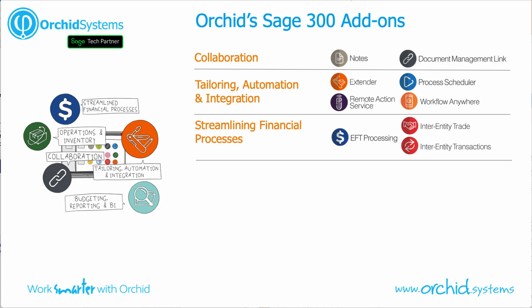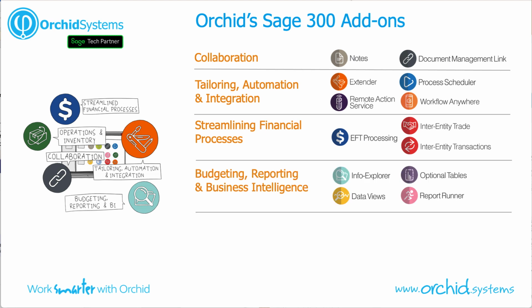Streamlining financial processes includes EFT Processing, Inter-Entity Trade, and Inter-Entity Transactions, and we'll be running through all 3 of these modules today. And budgeting, reporting, and business intelligence includes Info Explorer, optional tables, data views, and Report Runner. And we'll be focusing on Report Runner today. We could have spent an entire hour going through Info Explorer, but feel that it's probably best handled separately.